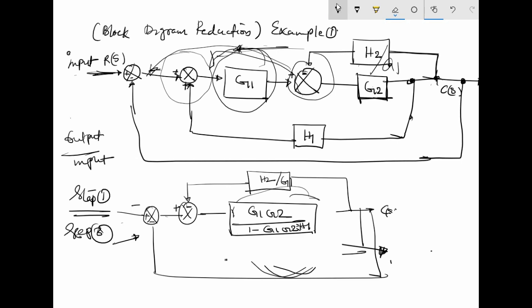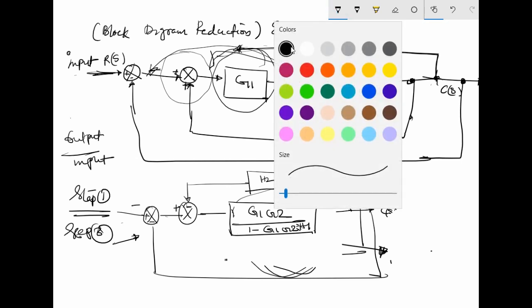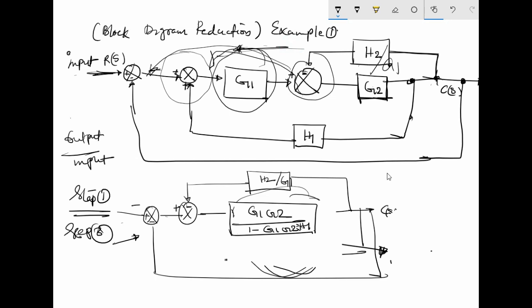Now what is that step 4? Now this is going into negative, and here it is a positive signal, and this is my RS and this is my CS. Now the same signal is being fed back to two different summing points.